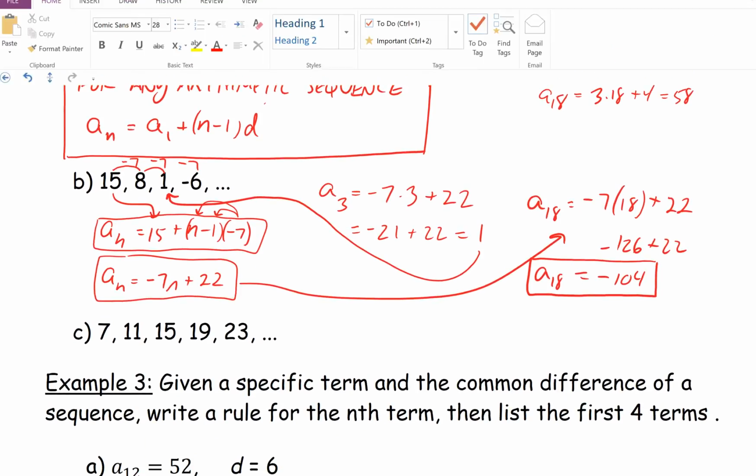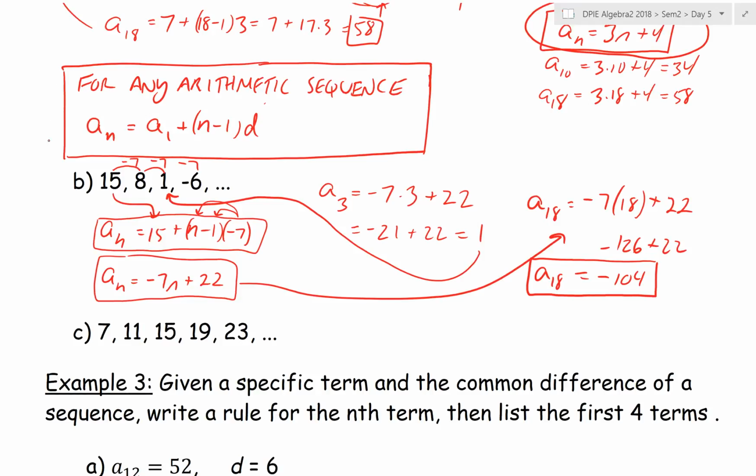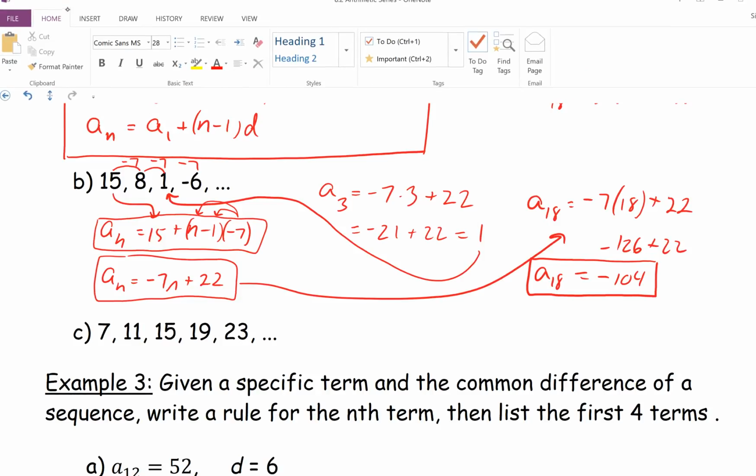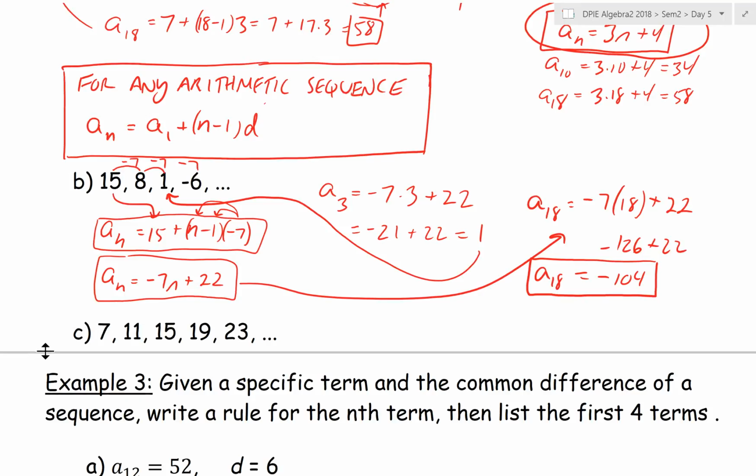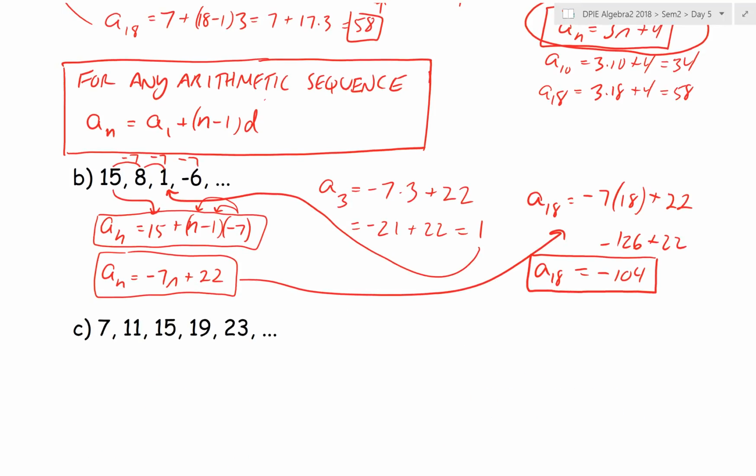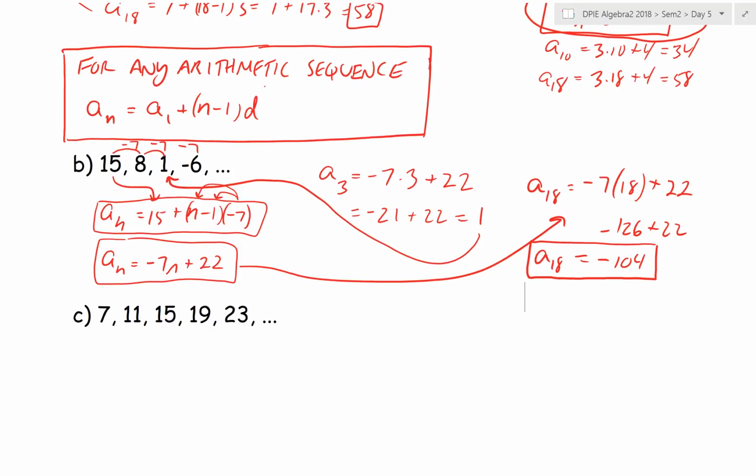Go ahead and try example C. So you can press pause on your video, try example C, and then when you're ready to see the answer, go ahead and press play.